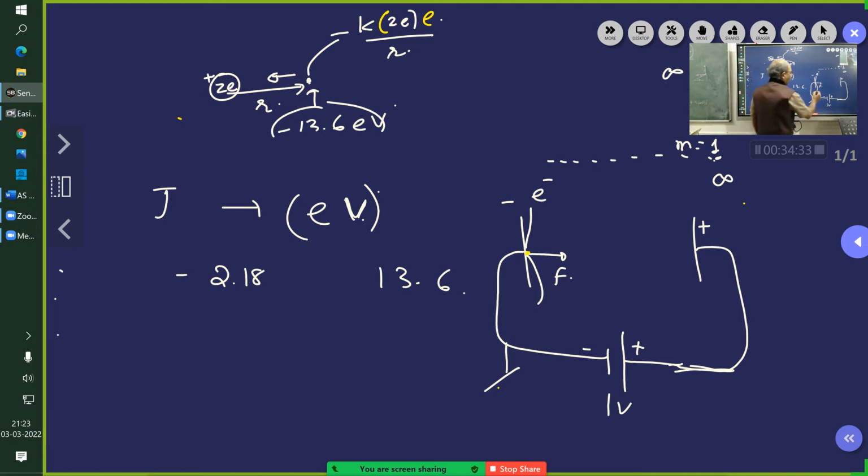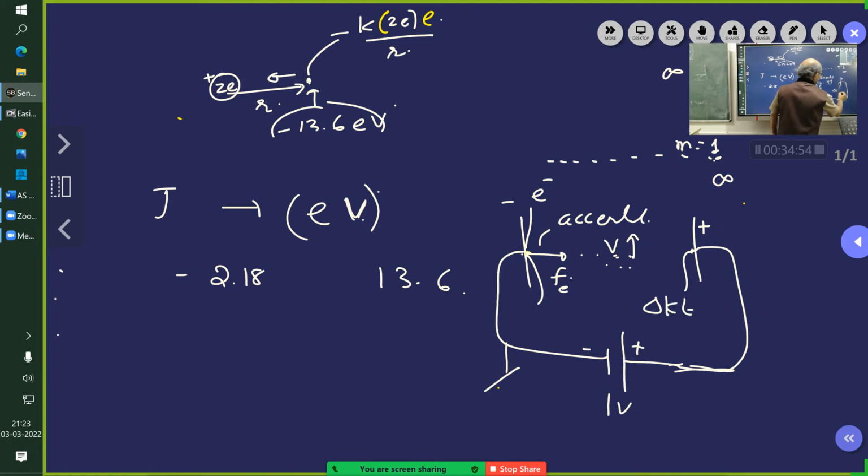Accelerates. Okay, so there is electrostatic force here, and this electron will start accelerating. And as a consequence, what happens? Its velocity goes on increasing, and therefore its kinetic energy also goes on increasing. And by the time it comes here, the change in the kinetic energy is delta T. Okay, got it?